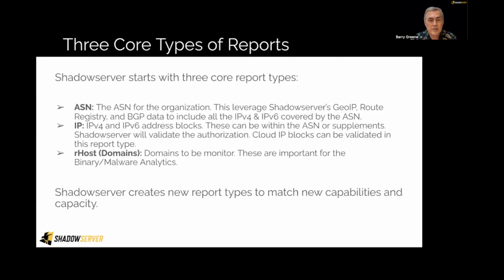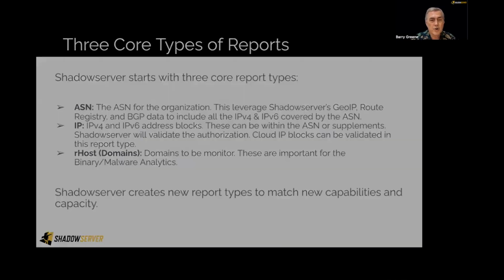What type of reports? By default, there are several different types of reports out there. By default: autonomous system, IP addresses, domain names, all right? Those are the key three things to start out with. There are more things out there, like if you're a top-level domain operator, but these are the key three things that we ask for that we can start with.